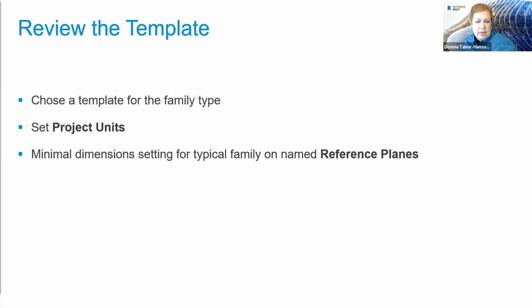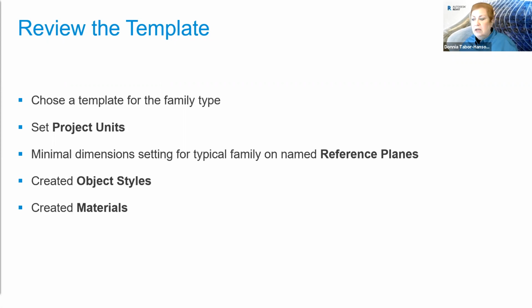Put some minimal dimensions on your families, for your typical families, and on named reference planes. When I say minimal dimensions, I'm talking about width, depth, height. Maybe I wouldn't get into much more unless it's a certain family type that has certain things in it all the time. I do want you to start looking at your object styles.